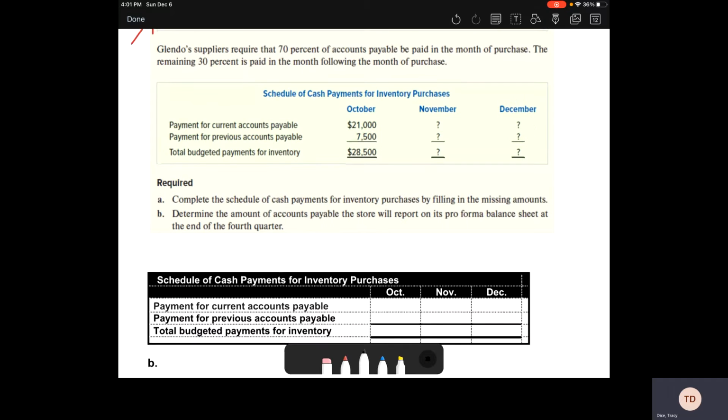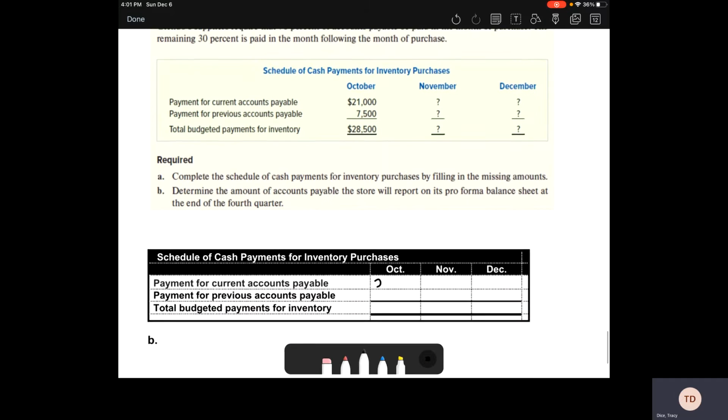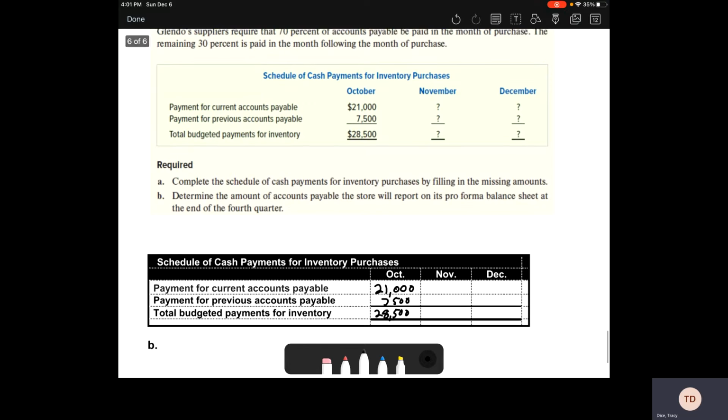All right, so for October, we know we've got $21,000 in accounts payable, and then we paid off $7,500 from previous accounts payable, so that would have been from September's accounts payable, for a total of $28,500. All right, so now we need to do November and December's.